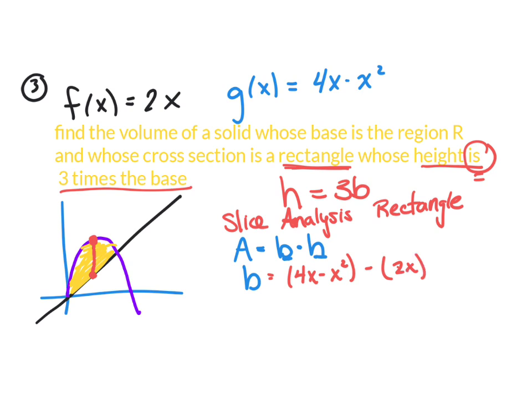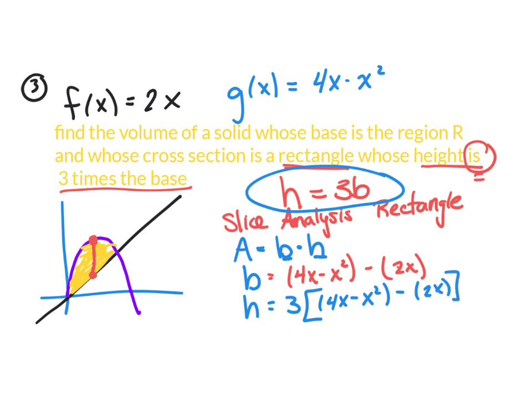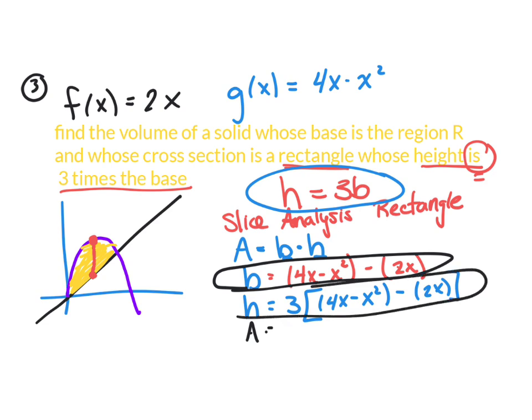Now the height, remember they gave us the description. They said the height is 3 times the base. So my height is just going to be 3 times whatever I wrote down for base. And notice how I use a lot of nice big brackets to separate things: parentheses around each of those functions and brackets to separate. Okay, so now we have that base and the height. We can write our area formula, which is literally my base times my height.